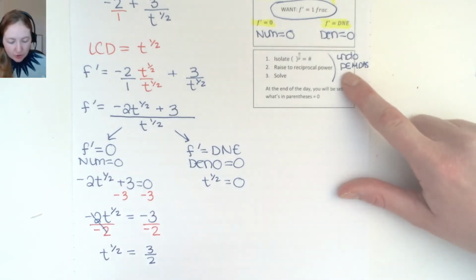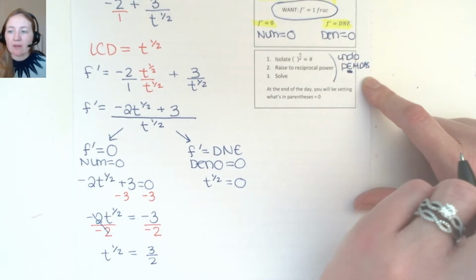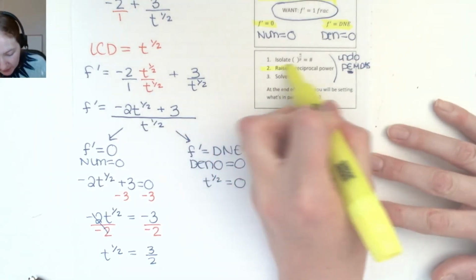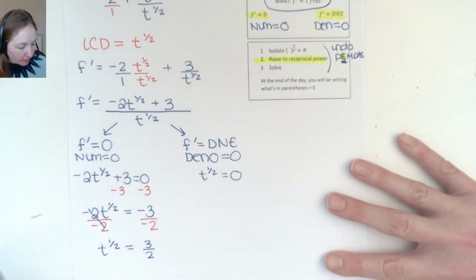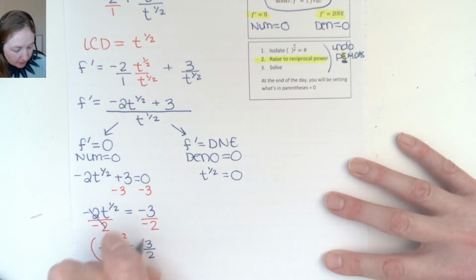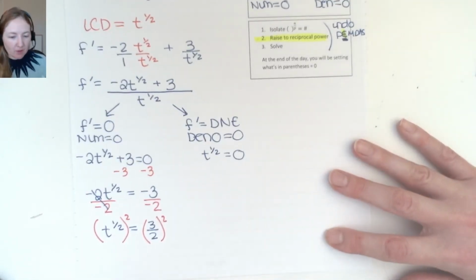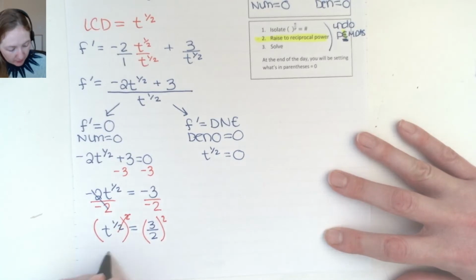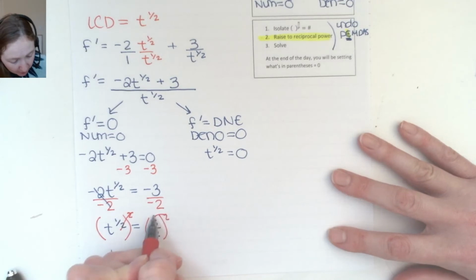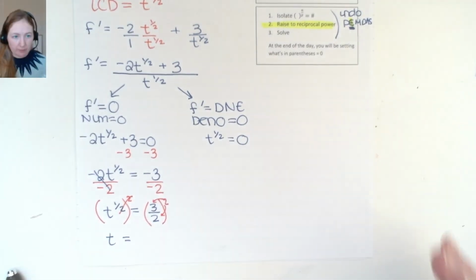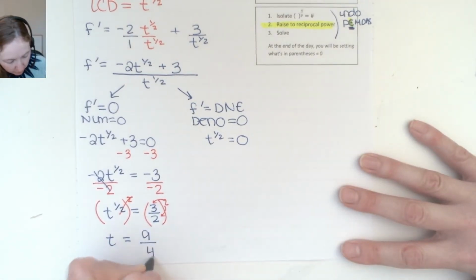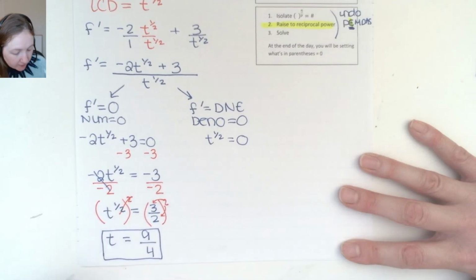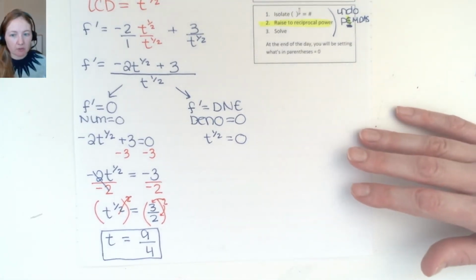Now, the way that we undo the exponent is we raise to the reciprocal power. So when I have the t to the 1/2, to undo that, I am going to square both sides. And then the 1/2 and the 2 will cross out, and that will give us t equals. Keep in mind for this 3/2, you do need to distribute the 2 exponent to both numerator and denominator. So that will give you 9/4. And that is in the domain, so that would be considered a critical number.